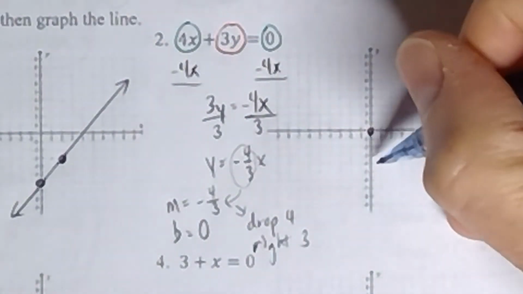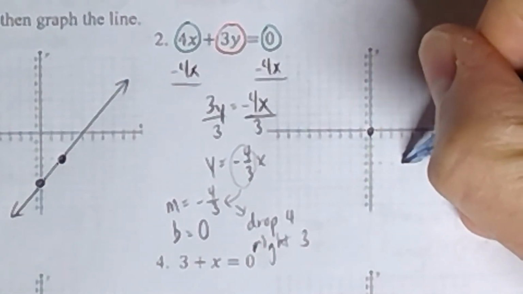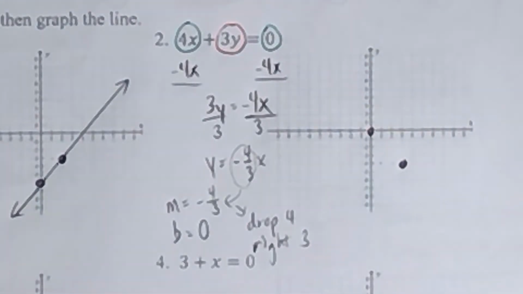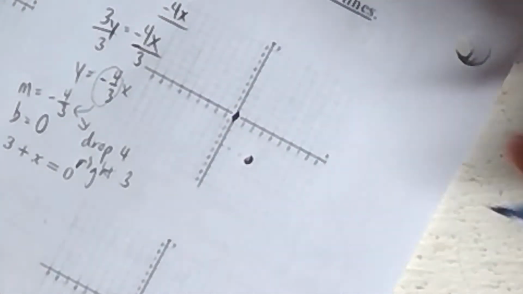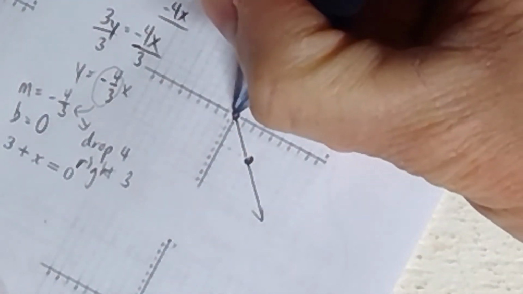And so let's do that. I'm going to drop 4, 1, 2, 3, 4, and then I'm going to run to the right 3, and it takes me to right there. Okay. And that is that second point. And as you guys know, when we have 2 points, we draw our straight line through that.